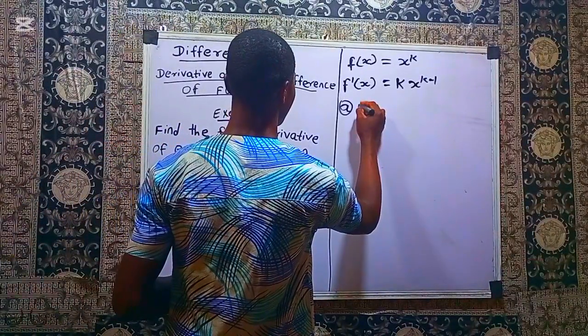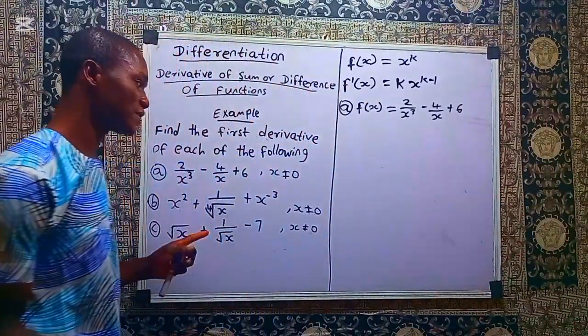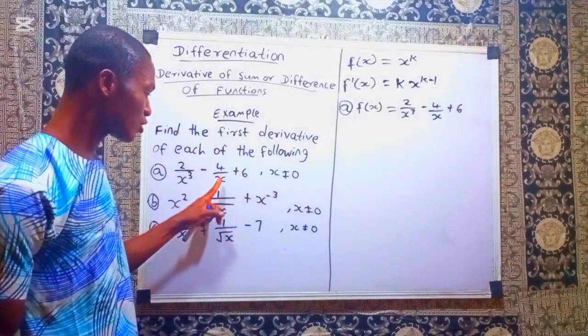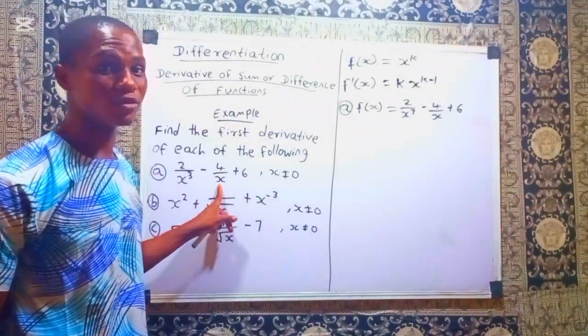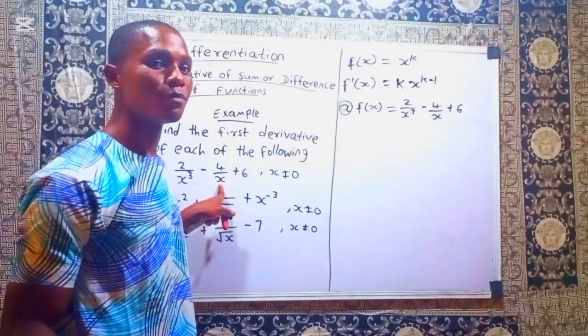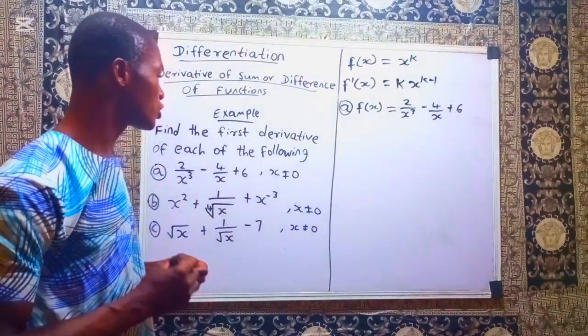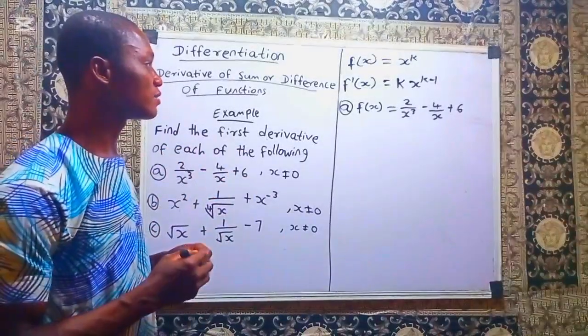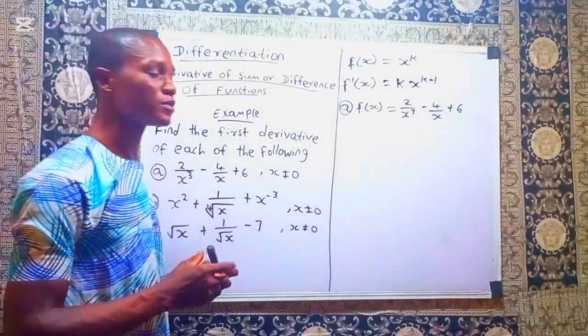That's question A. This is what is given to us. That's the first function. Of course, they are putting the condition that x should not be 0, because if x becomes 0, you have 0 at the denominator, which will give infinity, making the function undefined. So they put the condition so that the function will be defined. That's the reason for the condition that x should not be 0.